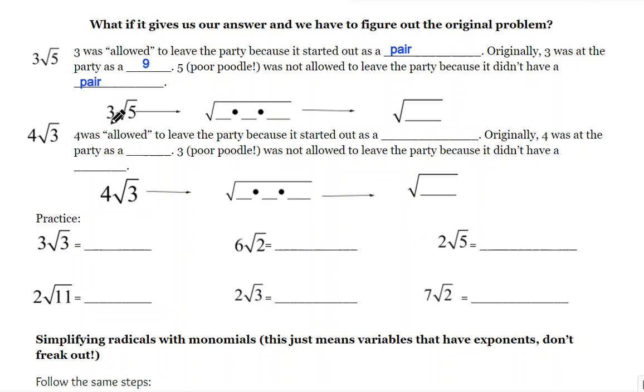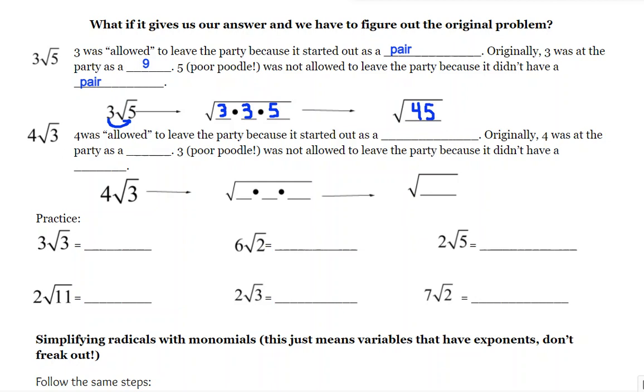So if I'm going back to my original problem, this 3 has to go back inside my radical, right? And to go back inside, I have to have 2 3s, because remember I pulled out a pair of 3s, right? So then I can multiply these together and figure out my original problem. 3 times 3 is 9. 9 times 5 is 45. So my original problem was square root of 45.